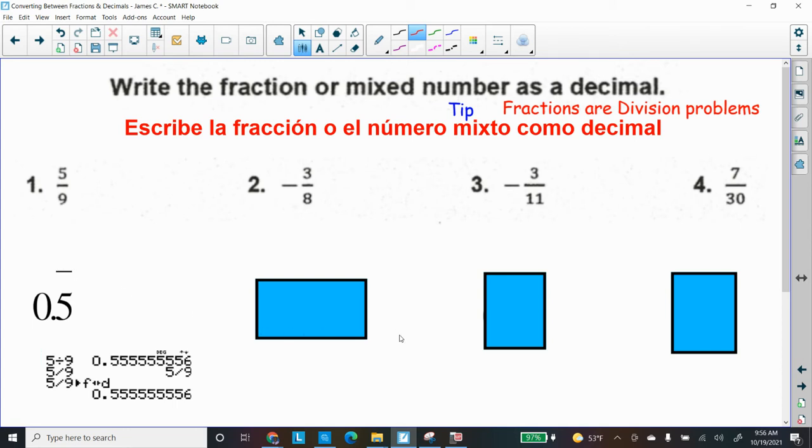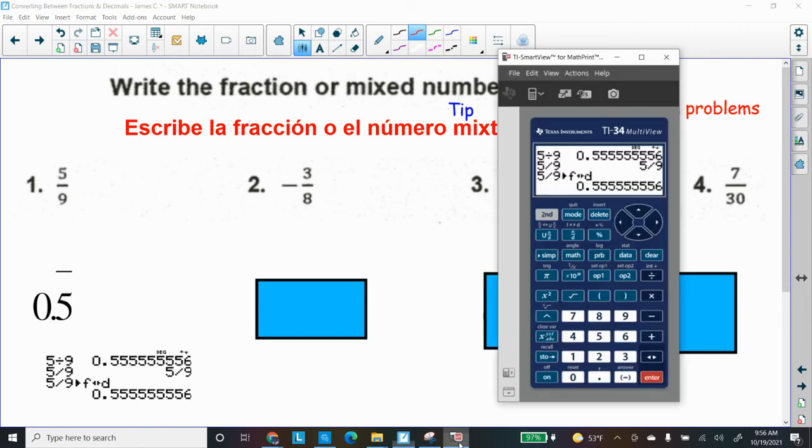So that's the steps. So let's try one from the end. Let's do number 4, 7/30. So let me get my calculator. Let me clear all this up. So 7/30. So 7 ABC button, 30th.